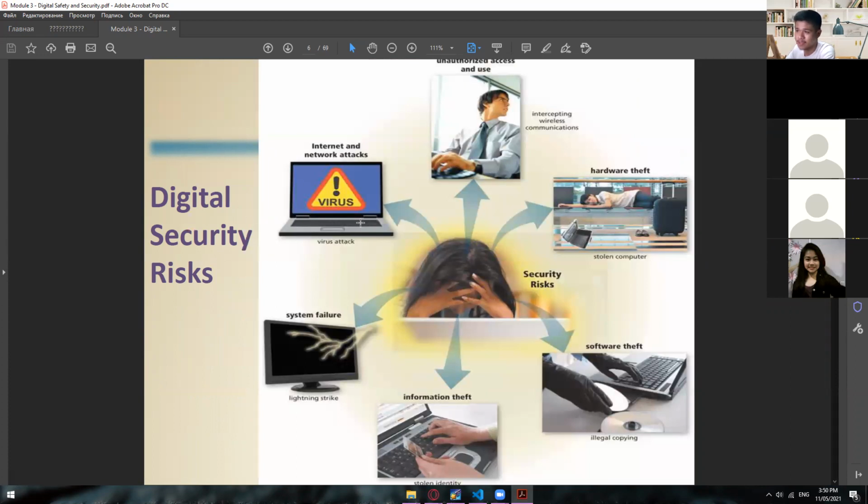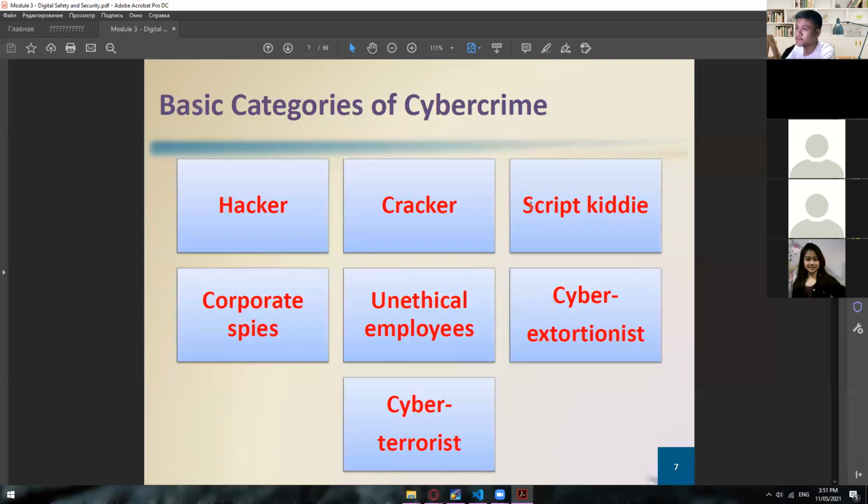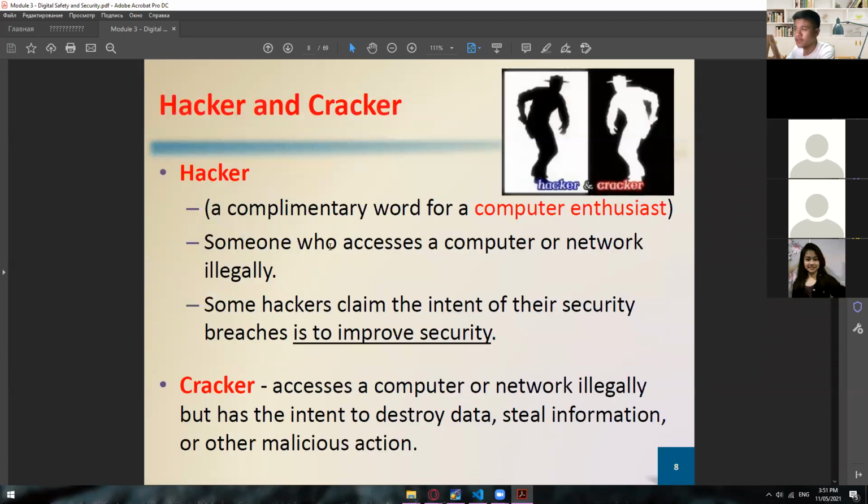All right. And then here are the summaries of the digital security risks. Of course, we have virus attack, and then the one that I mentioned a while ago about system failure, like lightning striking your computer, and then information theft, illegal copying, stolen computer, and of course, unauthorized access and use. Okay, and then here are the basic categories of cybercrime. We have the hacker, cracker, script kiddie, corporate spies, unethical employees, cyber extortionists, and then cyber terrorists. So we will go over them one by one. So let's start with hacker.